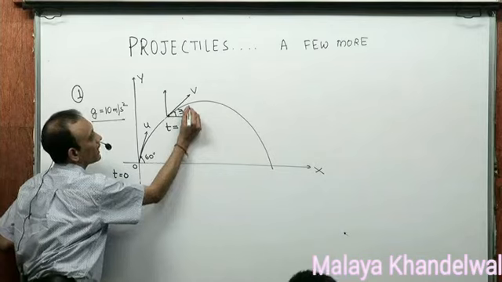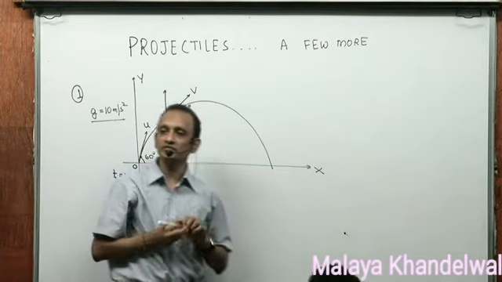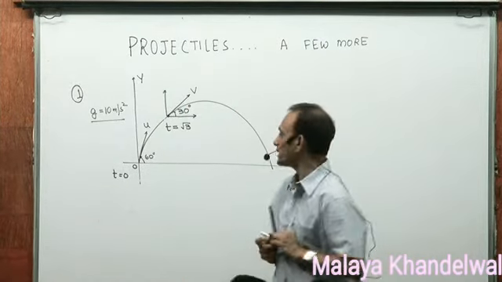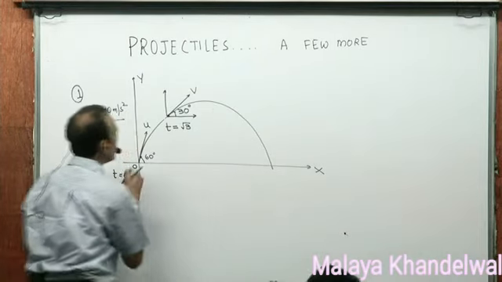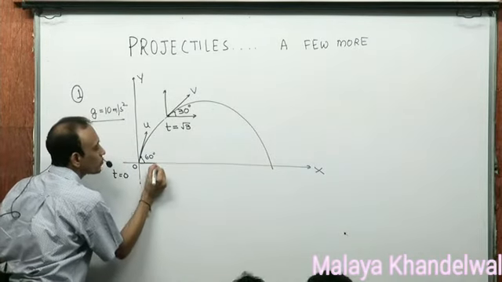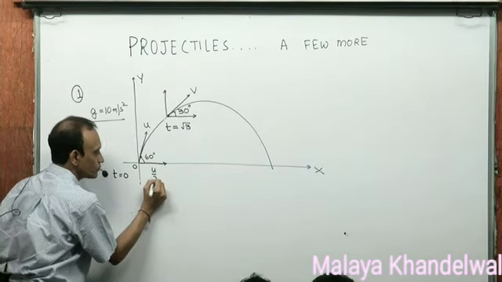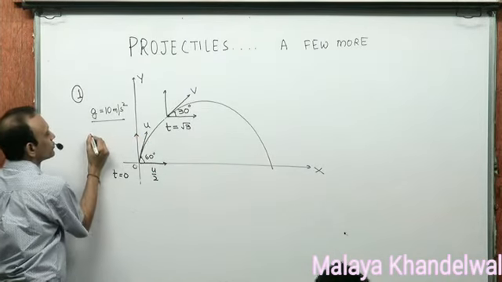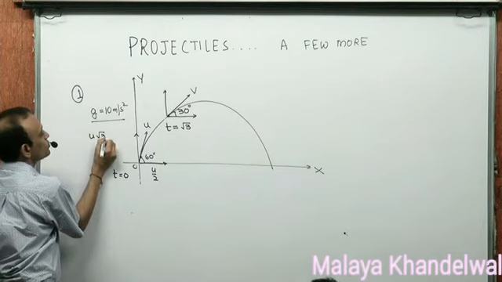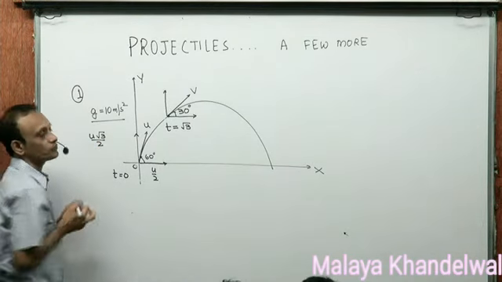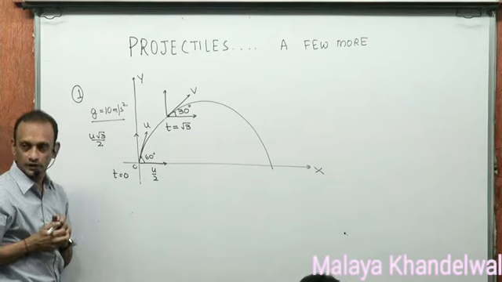Root 3 seconds later, the velocity vector of the particle makes an angle 30 degrees with the horizontal. I want to find the horizontal component of the velocity during the motion. Now, at this instant, what's the horizontal component? U cos 60 degrees means u by 2. What's the vertical component? U sin 60 degrees means u root 3 by 2.